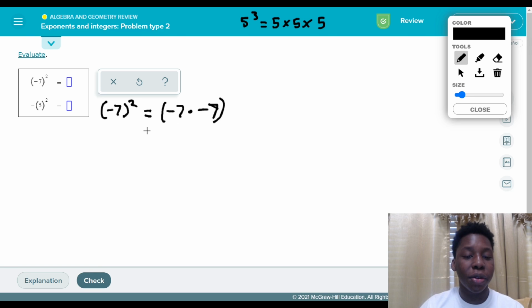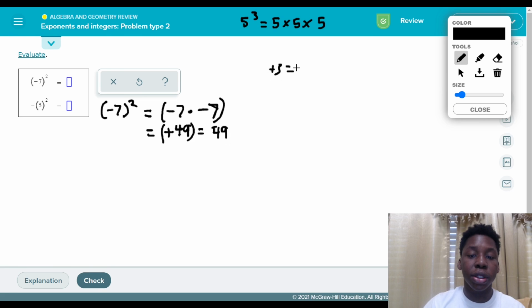When we multiply minus 7 times minus 7, remember there's a minus in front. We don't want to switch that up or cause confusion. When we multiply a minus times a minus, that gives us a plus. So 7 times 7 gives us 49, so this is plus 49. Instead of writing a plus in front, it doesn't really matter, we can just put 49. Whenever I see plus 3 or something, it's the same thing as 3. So plus 49 equals 49.